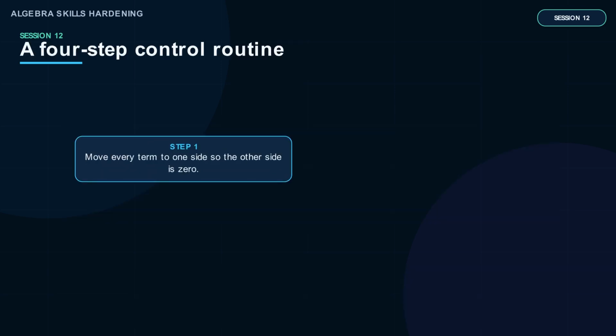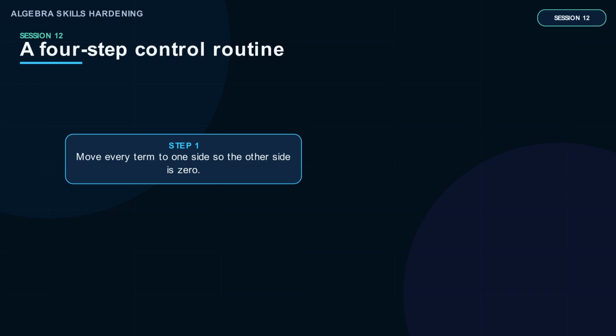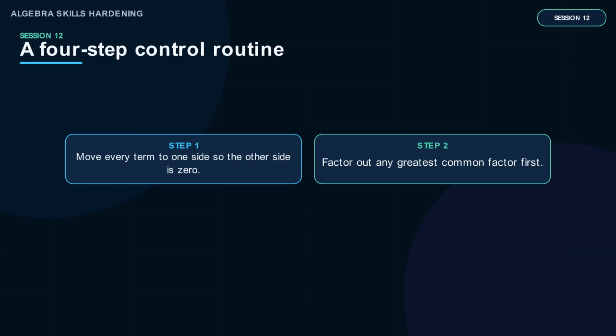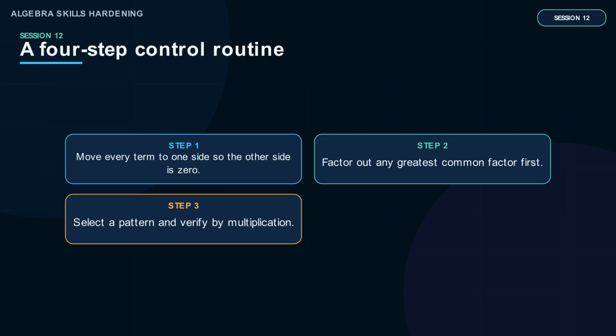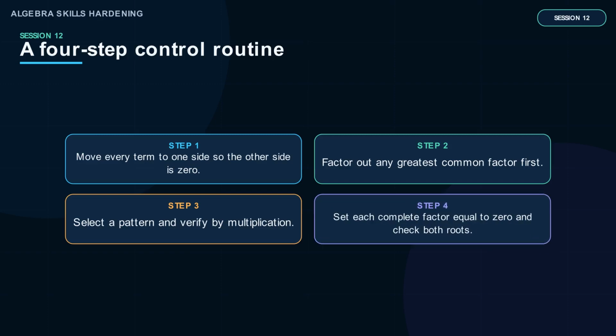Step 1. Move every term to one side so the other side is 0. Identify the object being changed and the requested result. Step 2. Factor out any greatest common factor first. Use a separate line so signs, units, and restrictions stay visible. Step 3. Select a pattern and verify by multiplication. Work efficiently without skipping an operation. Step 4. Set each complete factor equal to 0 and check both roots. Whenever possible, verify with evidence independent of the original working.